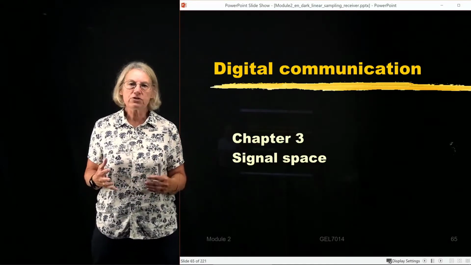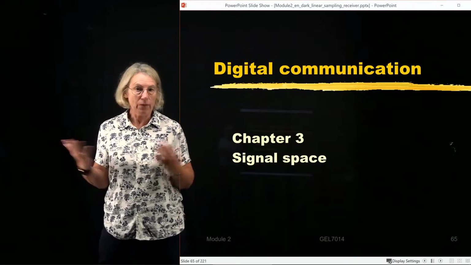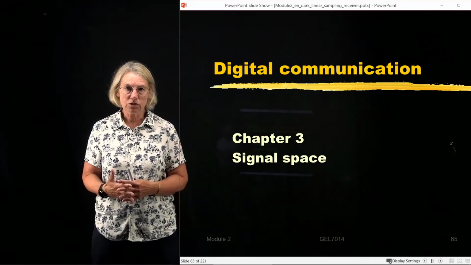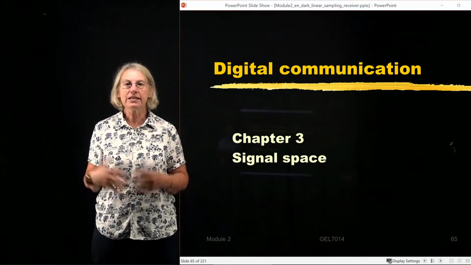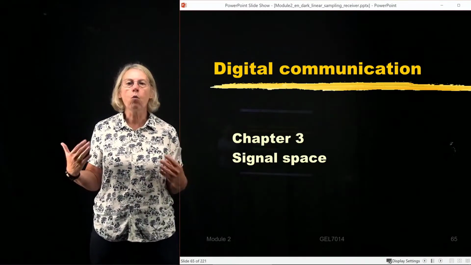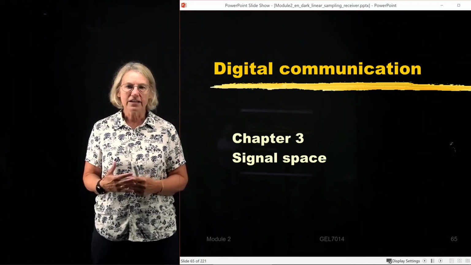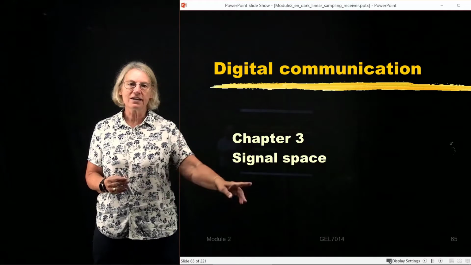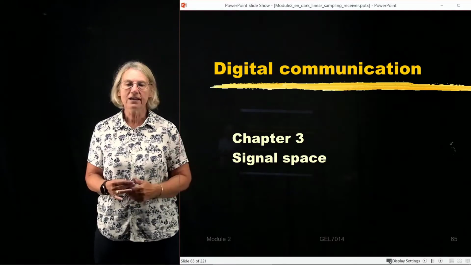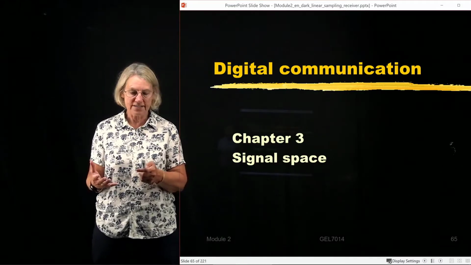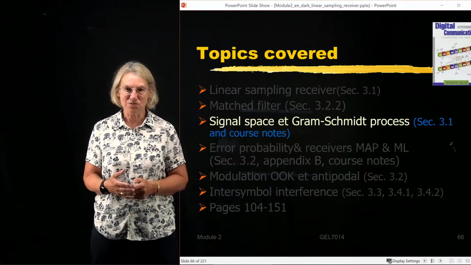But now we're going to step back and in many ways start over, and instead of being given the structure of the receiver, we'll develop an intuition and understanding for why this form of the receiver is what is used. And in order to do that, we're going to need a mathematical technique known as signal space. And so now I introduce you to this concept of signal space.